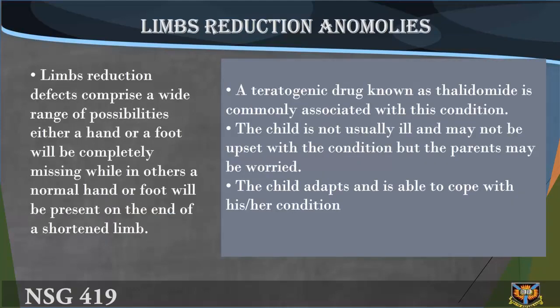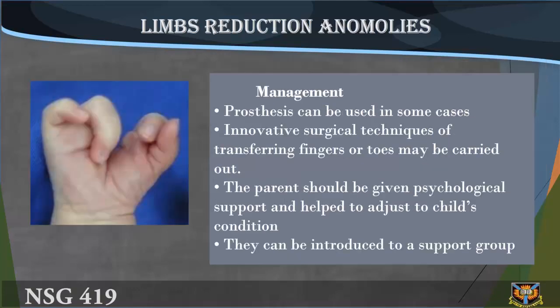Limb reduction anomalies. Limb reduction defects comprise a wide range of possibilities. In some, either a hand or a foot will be completely missing, while in others a normal hand or foot will be present on the end of a shortened limb. A teratogenic drug known as thalidomide is commonly associated with this condition. The child is not usually ill and may not be upset with the condition, but the parents may be worried. The child adapts and is able to cope with his or her condition.